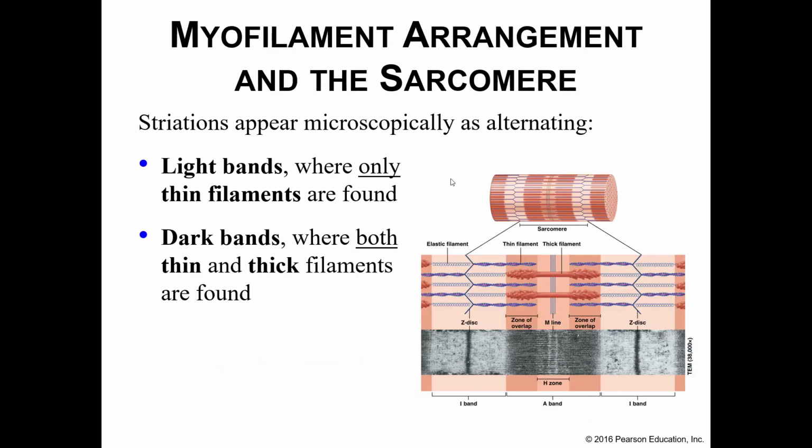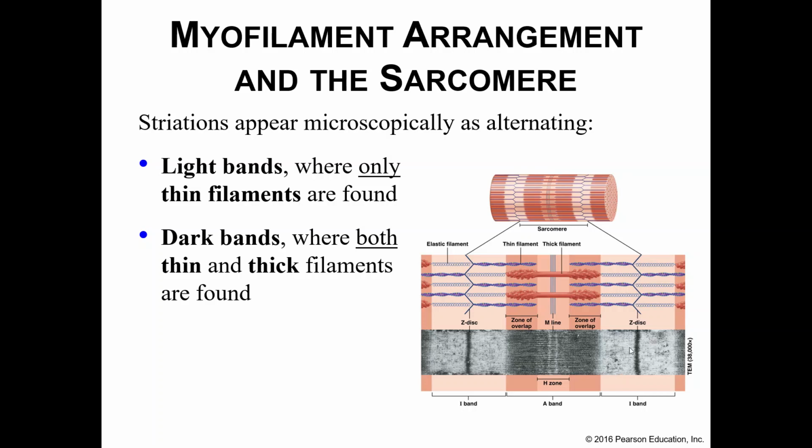We know that skeletal muscle is striated. Let's talk about those stripes real quick. We have some bands. We've got light bands and we've got dark bands. Light bands contain only thin filaments. Dark bands contain thin and thick filaments, so we have more there, so we have a darker appearance. And this is kind of what it looks like. You can see we've got lighter areas, darker areas, lighter areas, darker areas.